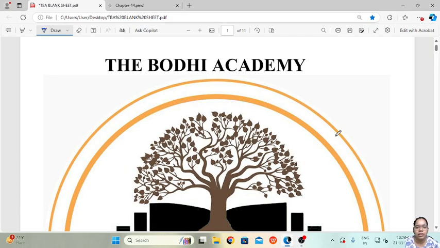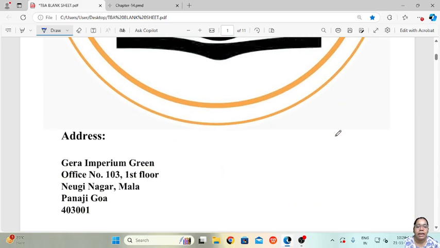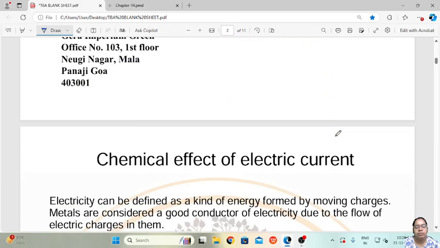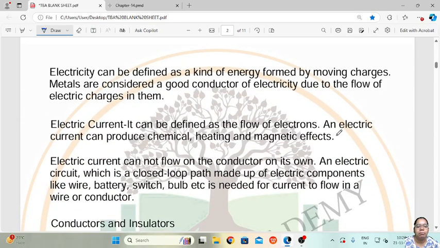My name is Shrutika and today let us learn about a new chapter from Standard 8th Science, that is Chemical Effect of Electric Current. So before starting the chapter, let us understand what is electricity. Electricity can be defined as a kind of energy formed by moving charges. Metals are considered a good conductor of electricity due to the flow of electric charges in them.